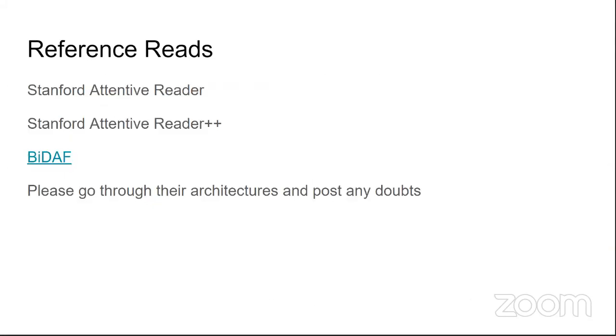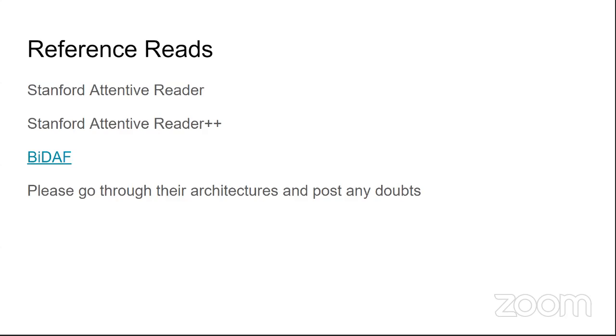Okay. Moving on from question answering, moving on from discussing Squad, I would like to start discussing multilinguality now, because we don't seem to have much time. But these are the reference reads. You should look at the slides and go read the papers for these systems if you have time, or just read articles about these systems.